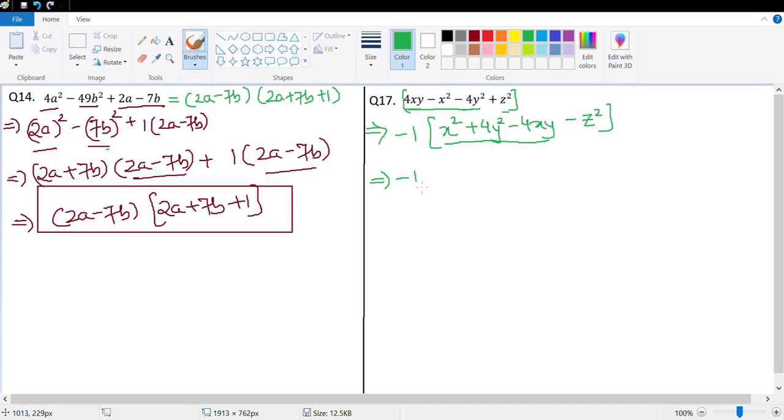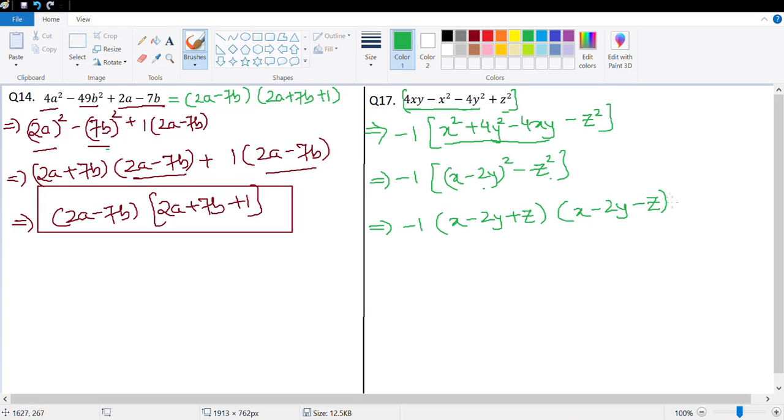This is x minus 2y the whole square. Yes, that's correct. And this is z square. Now we have the form a square minus b square, which means x minus 2y plus z multiplied with x minus 2y minus z. That's the final answer.